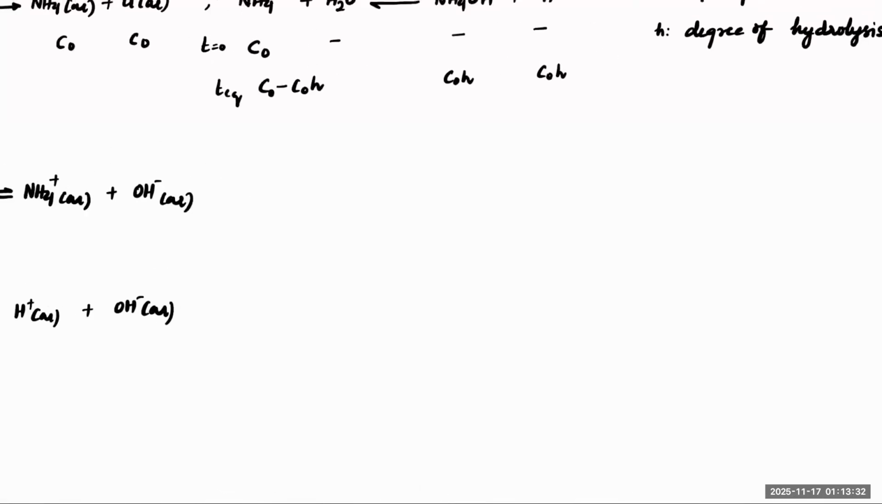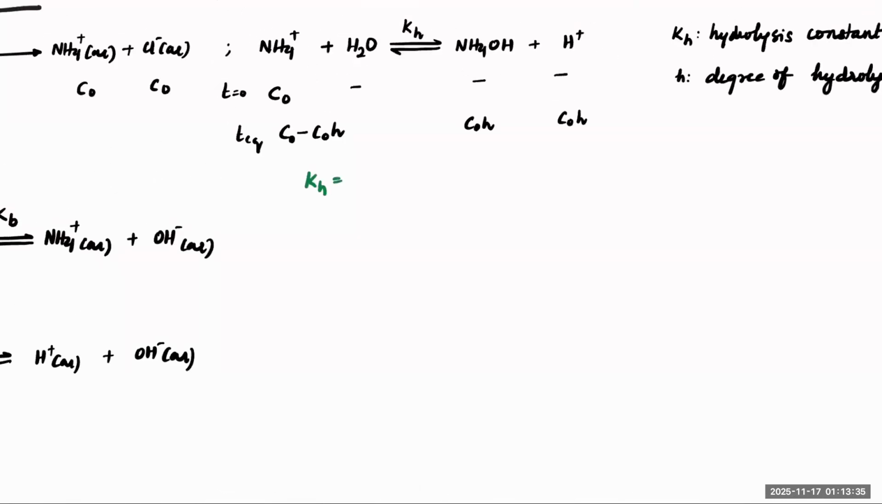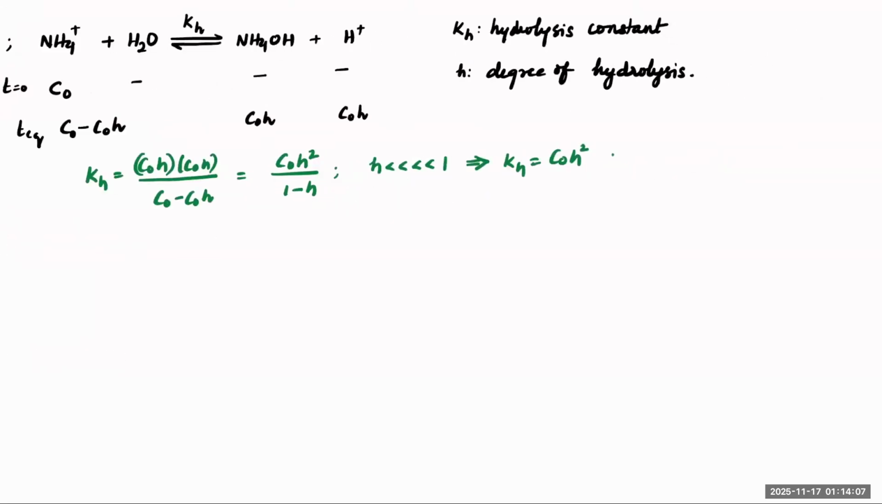Now, if you recall, we can write the Kh as C naught h multiplied by C naught h divided by C naught minus C naught h. The derivation is exactly the same as what we have done earlier. So it will be C naught h square by 1 minus h. And for our practical purposes, h is always assumed to be far lesser than 1. That implies Kh is equal to C naught h square, or h is equal to under root of Kh by C naught. Okay.